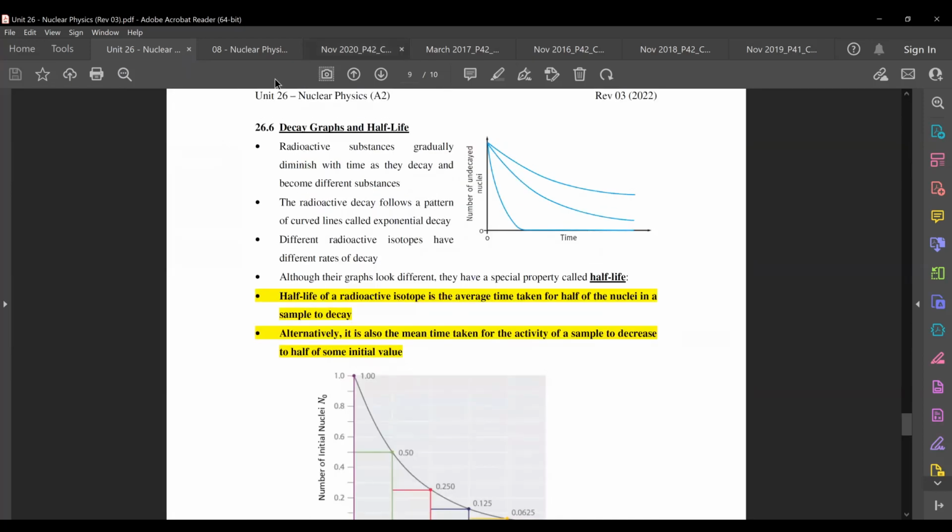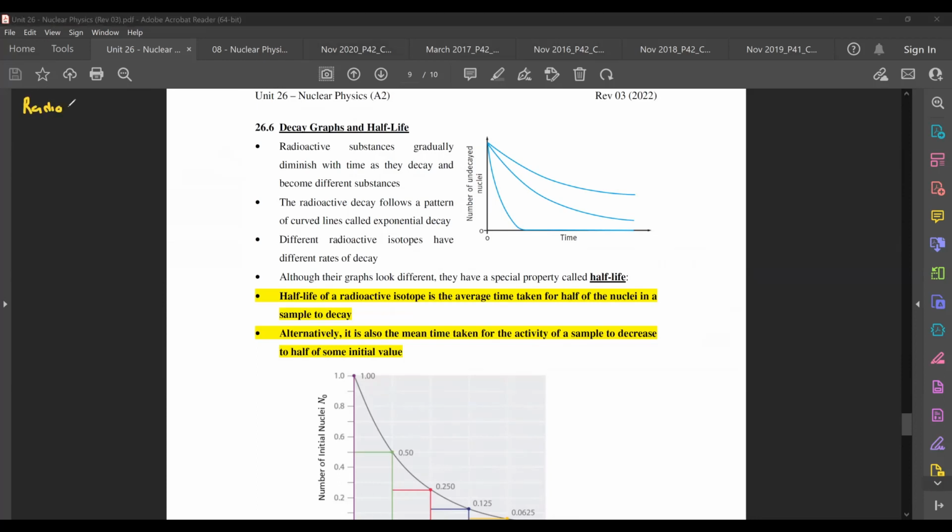Now, when you're talking about radioactive decay, let me just write a proper equation here. You could have element X, which is unstable. It decays into element Y, which is stable, by emitting alpha particle, beta particle, and gamma ray photons. These are what you know as your radiation.